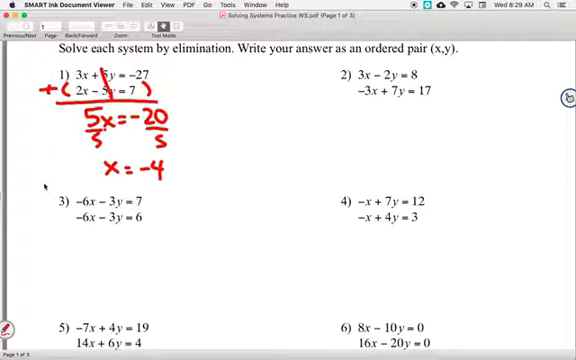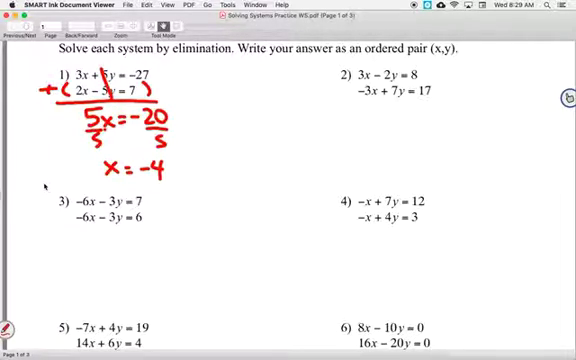Okay, so x equals negative 4. Okay, we got that? Okay, now we're going to take that negative 4 and we're going to plug it in. Does it matter which equation? What do you guys think? Does it matter which equation? No. No, it doesn't. Okay, I'm going to choose the second one.